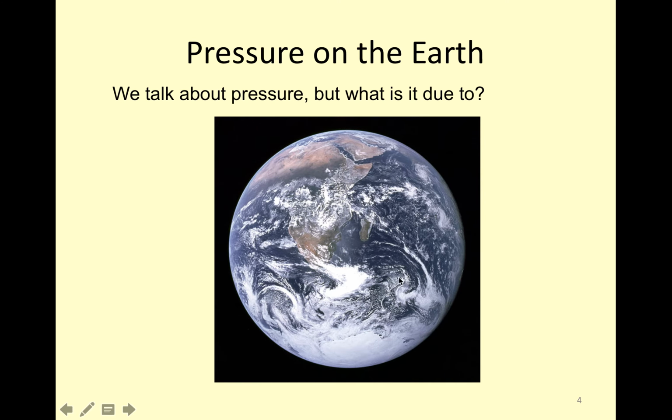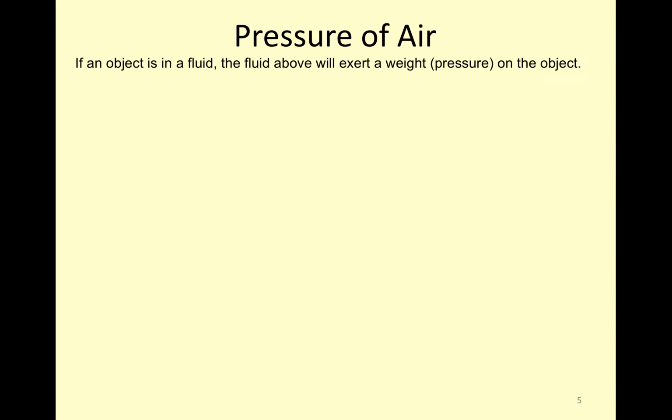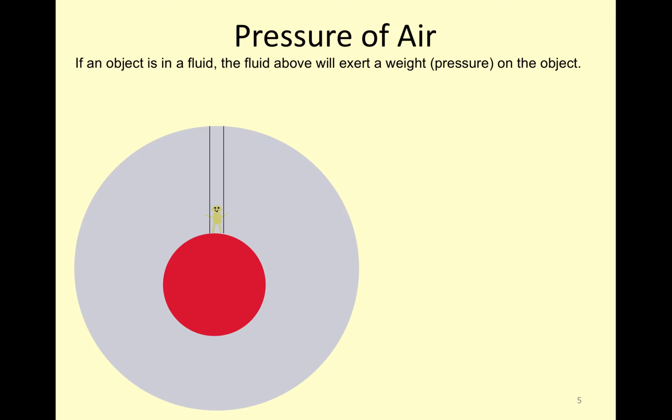And so when we talk about the pressure here on Earth, it's 1 atmosphere, but it gets less as you go up higher because of the pressure of air. If an object's in a fluid, the fluid above will exert a weight or pressure on the object, and air has pressure. Okay, here's our guy standing here, and its pressure is equal to the density. That's what that little rho stands for.